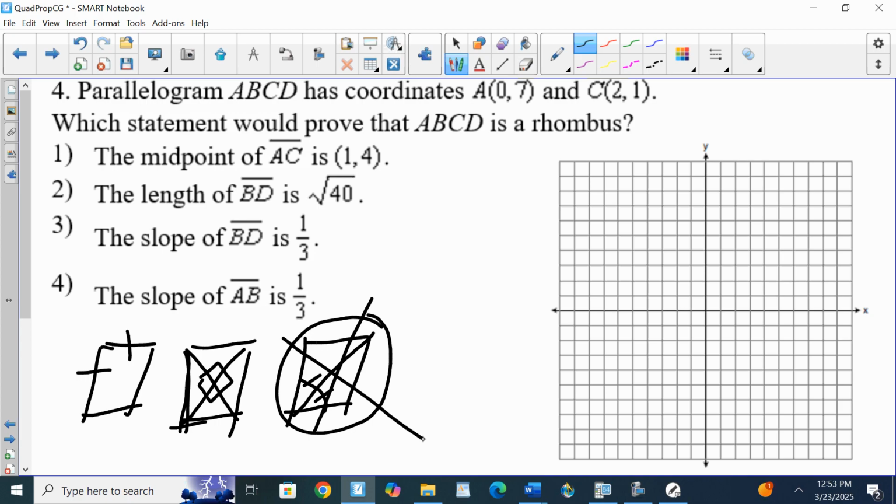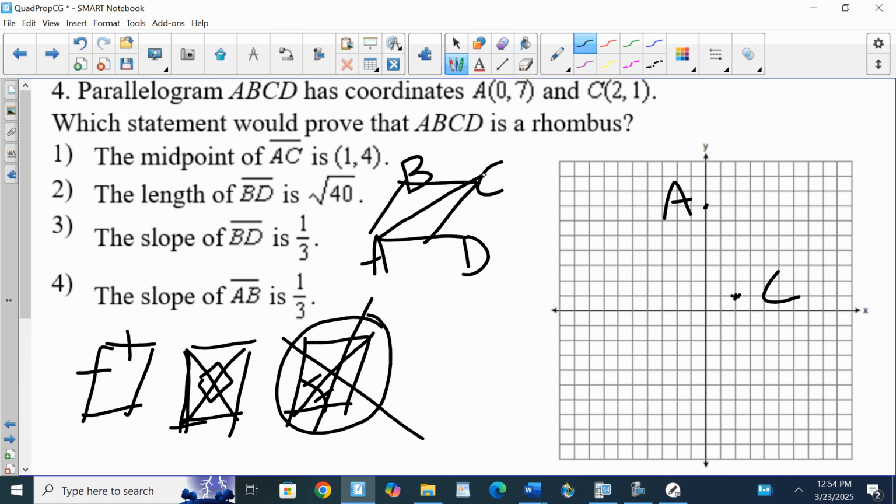So let's see what we got. A is 0, 7. C is 2, 1. And since it's A, B, C, D, I know that AC is a diagonal. So all we have is a diagonal, so I know that the diagonals are perpendicular. It's going to have to be the property I'm going to use, which means that BD is going to have to be perpendicular to AC.